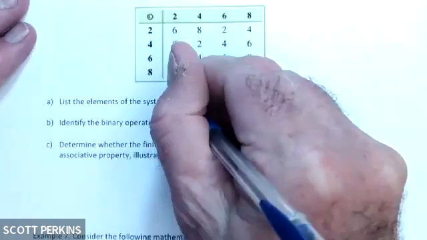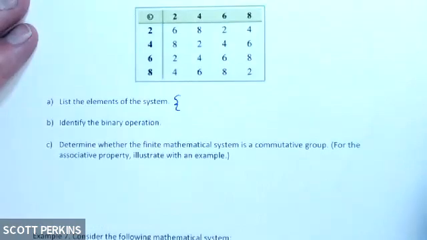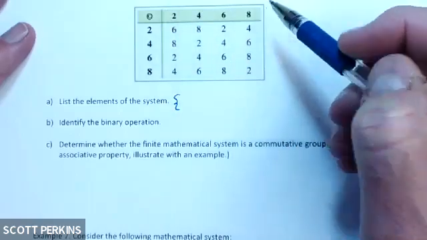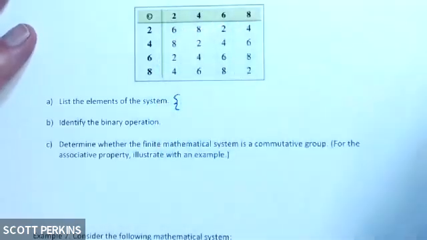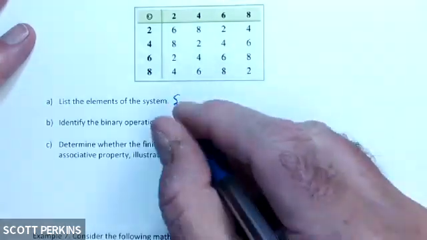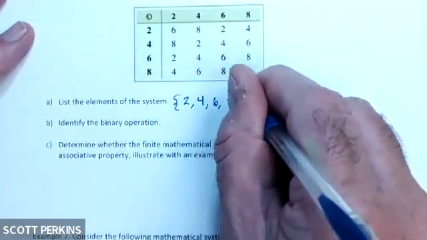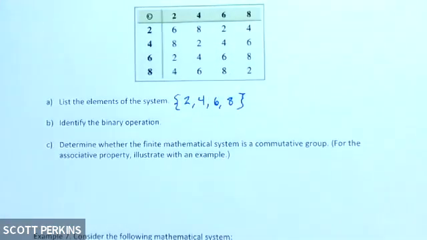Okay, what are the elements of this system? Just the thing on that initial column and that top row. Don't look at the body of the table for the elements of the system. Those are the results. So we've got 2, 4, 6, and 8. Those are the elements of the system.